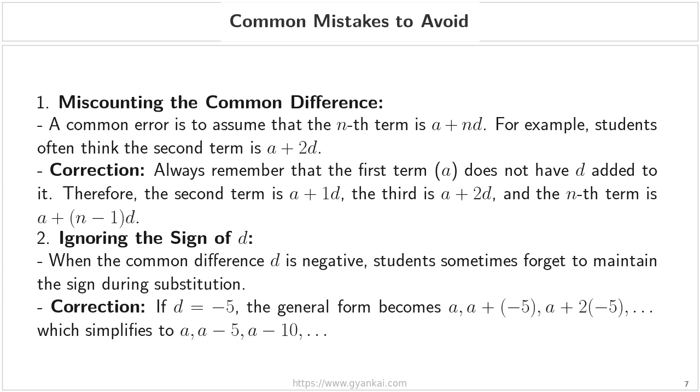To avoid this, always use parentheses when substituting. For example, if d equals -5, the general form should be written as a, then a plus (-5), then a plus 2 times (-5), and so on. When you simplify this, you will see the sequence clearly becomes a, then a - 5, then a - 10. Paying close attention to these signs will ensure your sequences remain accurate.